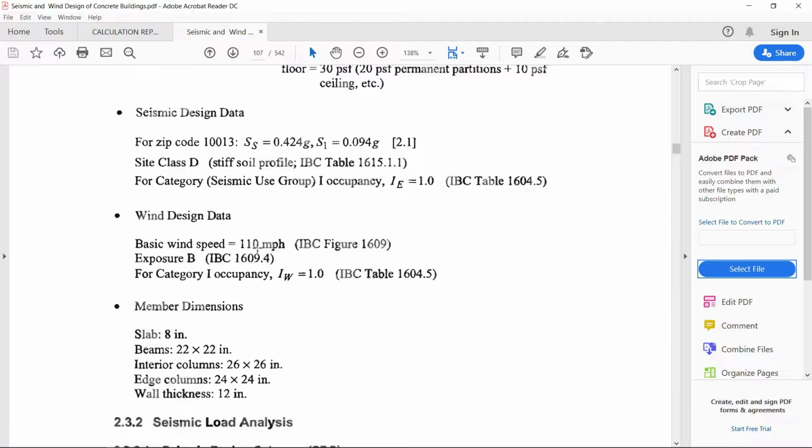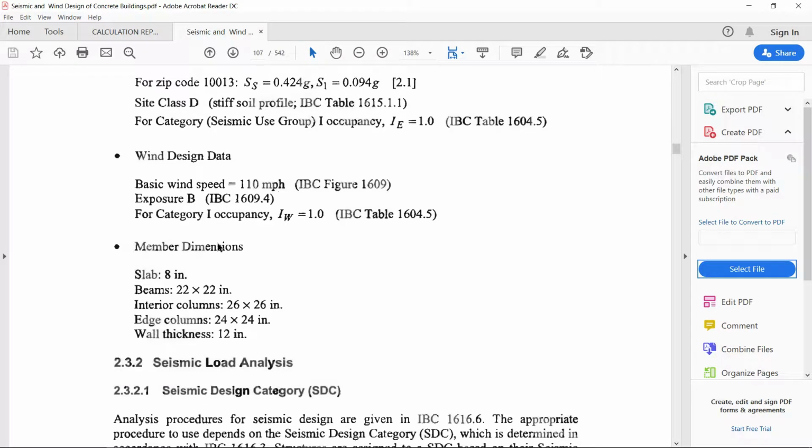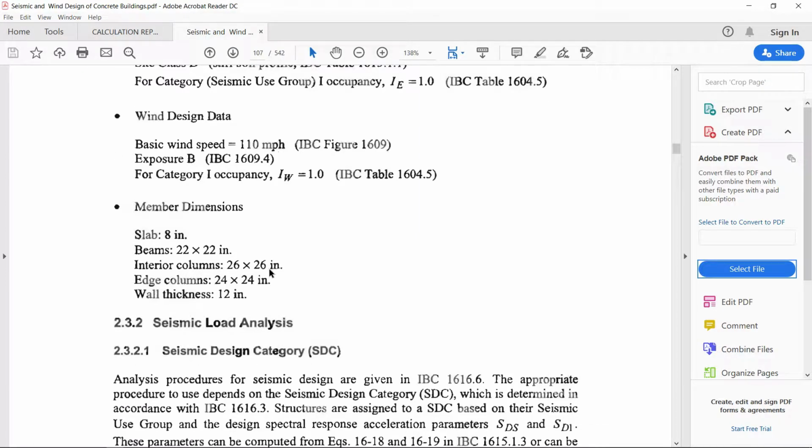Basic wind speed is now 110, before it was 145, and they have changed some of the dimensions also. Slab is the same, 8-inch. Beams, before in that example it was 24 by 24, but now these are 22 by 22 inch. Interior columns are 26 by 26, and exterior columns, or the columns on the edge, are 24 by 24. Wall thickness is the same, 12 inch.